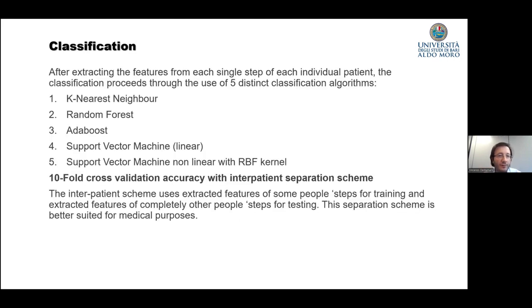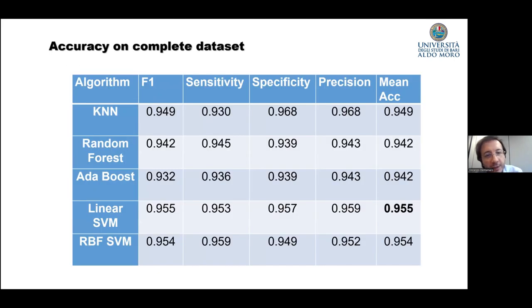So we used five different classification algorithms, such as k-nearest neighbor, random forest, AdaBoost, support vector machine, SVM with linear and RBF kernel, and tenfold cross validation with the interpatient separation scheme. And we reached 95.5% accuracy using the linear SVM in the binary classification problem, discriminating healthy people from people with some form of neurodegenerative disease.